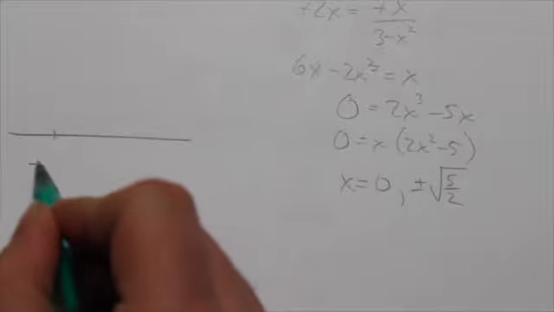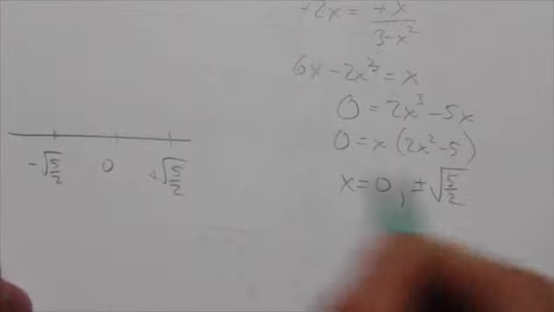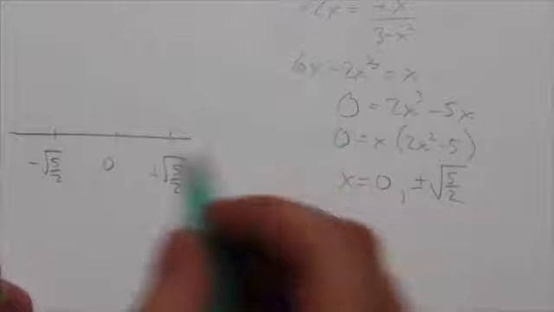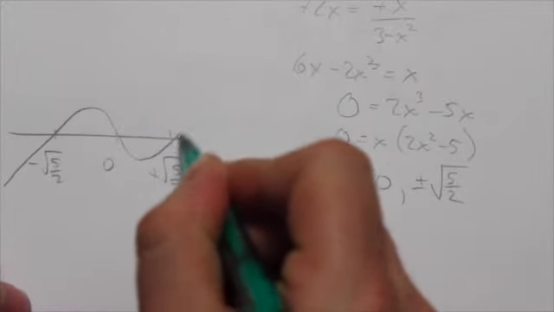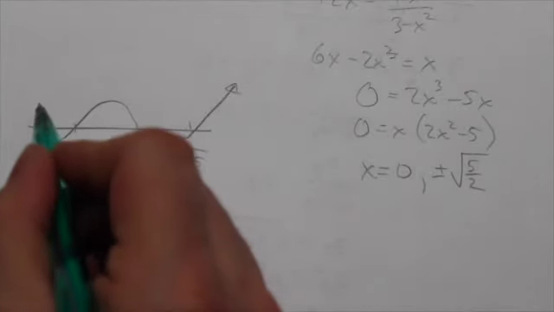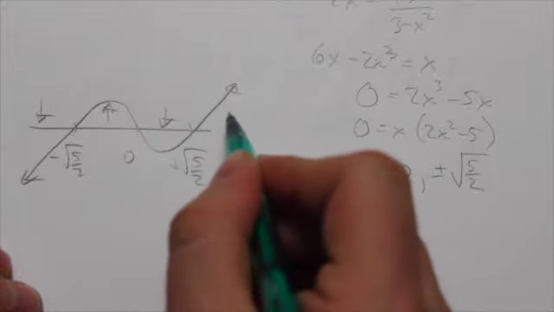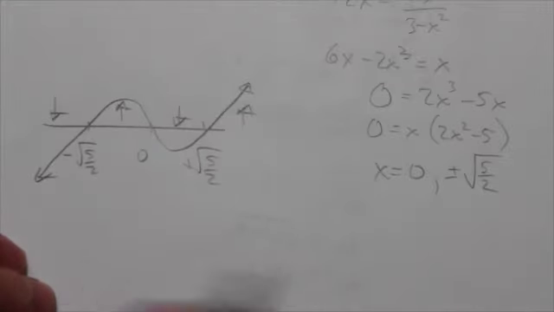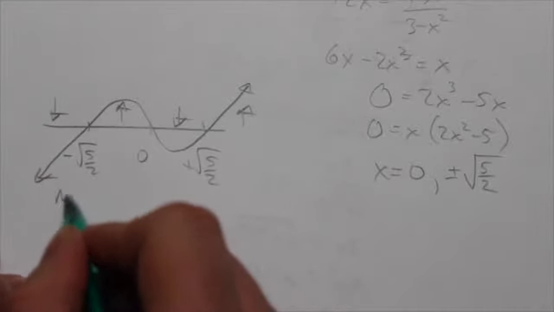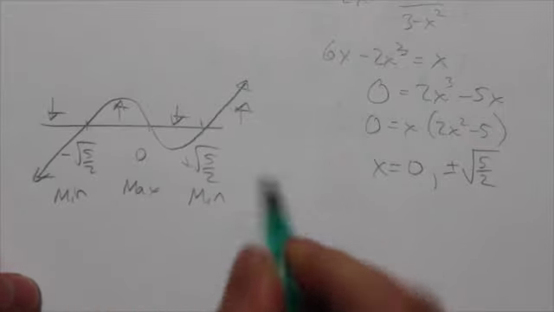Its roots are negative root 5 over 2, 0, and positive root 5 over 2. The way I've got it sitting on this side of the expression, this is a positive cubic, so it's got to be doing this. Which means it's negative here, so the original function is decreasing. Positive here means it's increasing. Negative here means it's decreasing. Positive here means it's increasing. Think about what that means. That means this right here is a minimum, the 0 is a maximum, and then this one here is a minimum again.